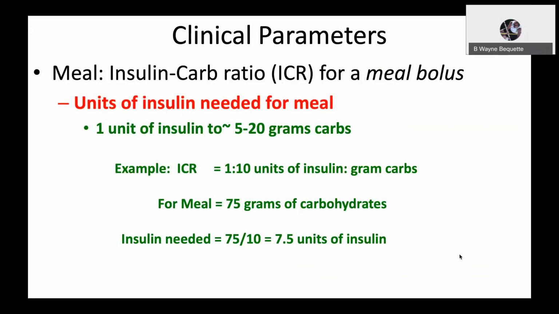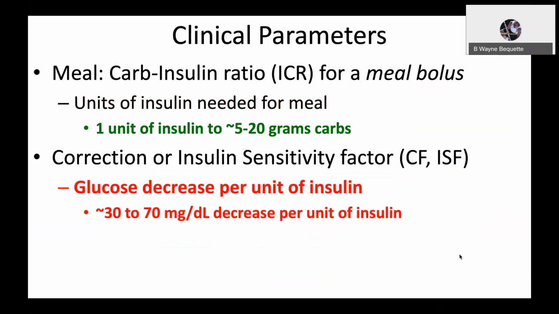So that is an insulin to carb ratio would be 1 unit of insulin to roughly 5 to 20 grams of carbs. So for example, if their insulin to carb ratio was 1 unit to 10 grams of carbs, and they were eating a meal of 75 grams of carbohydrates, then the insulin needed would be 75 divided by 10, or 7.5 units of insulin to cover the needs of that size meal.